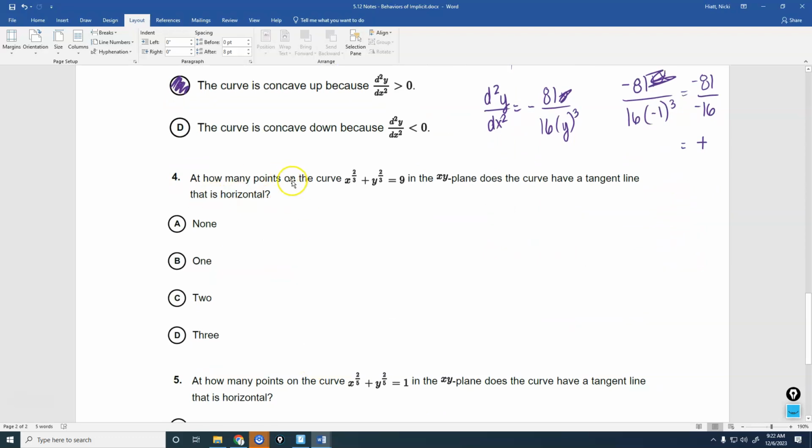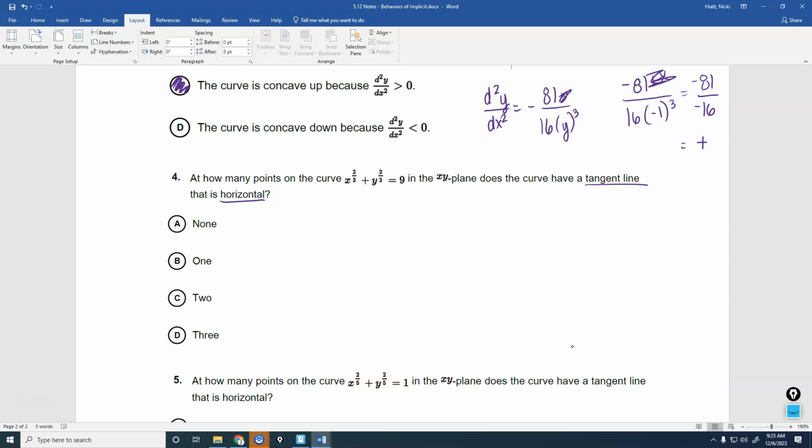Okay, we are going to do 4, and then we'll skip over to the homework, because I accidentally put 4 and 5, which are basically the same problem. I meant to put one of them on the homework and not here. So at how many points on the curve given here in the XY plane does the curve have a tangent line that is horizontal? All right, tangent line, horizontal. What's that mean?